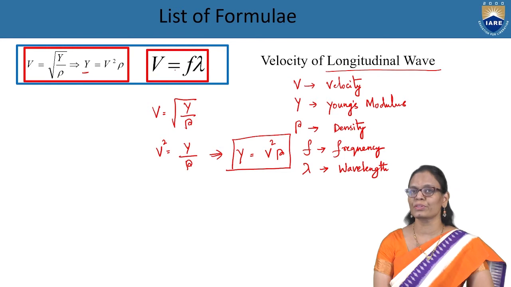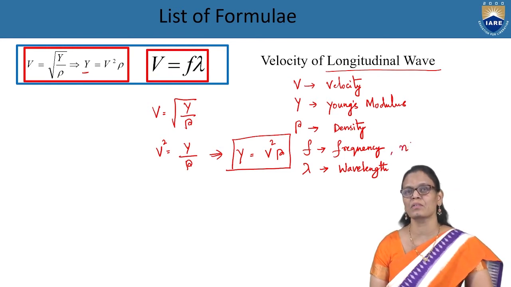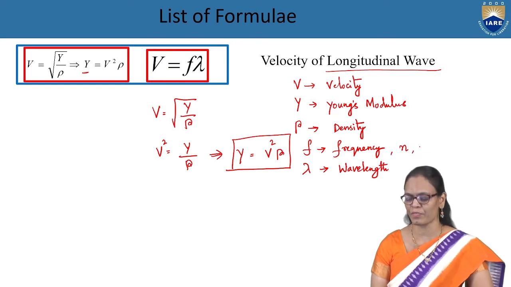Sometimes we also use n for frequency. We can use n also, then we write V is equal to n lambda. In some cases where n is already used in the expression, we may use nu. Nu also denotes the frequency. So these are different notations we use for frequency. Here we are denoting it by F.